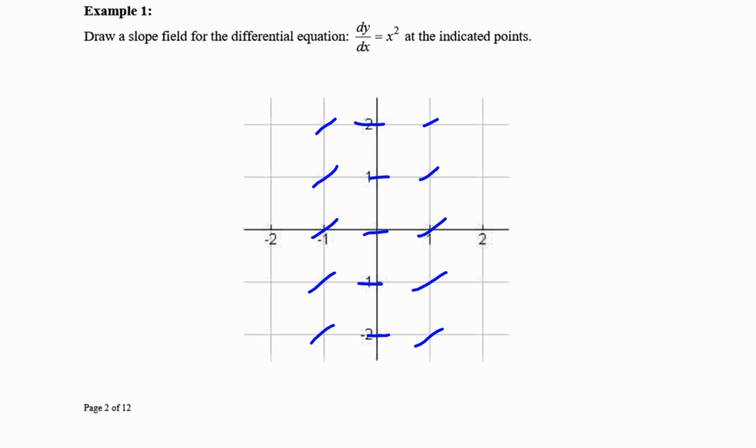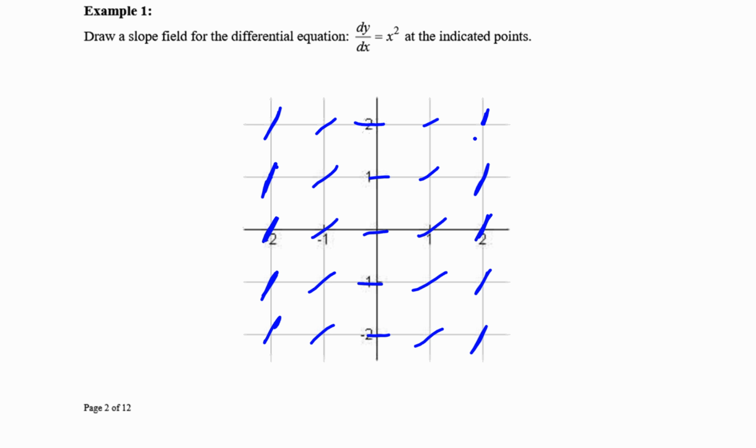You really want to hit the zeros, the 1 slope, and infinite slopes. Otherwise, it's all relative. Now, if you plug in 2, this is a slope of 4, so it should get very steep here. And if you plug in negative 2, it's also very steep. Okay, so this is a slope field. That's all there is to drawing this.